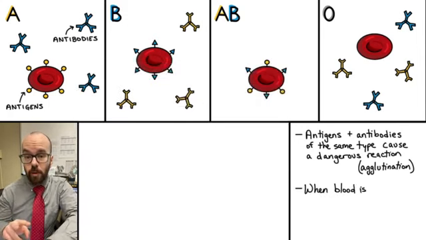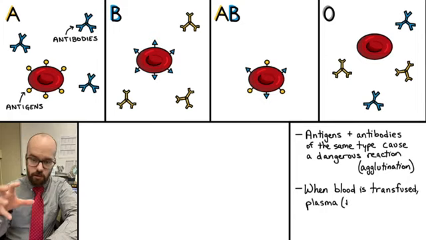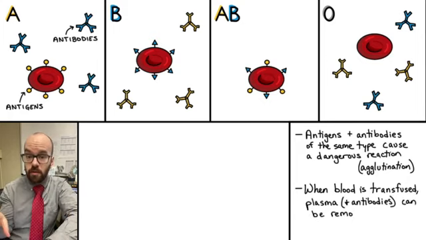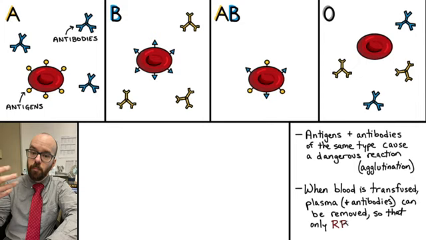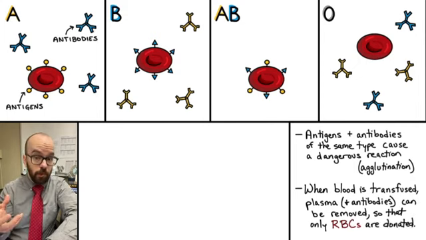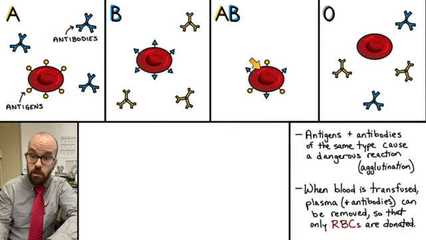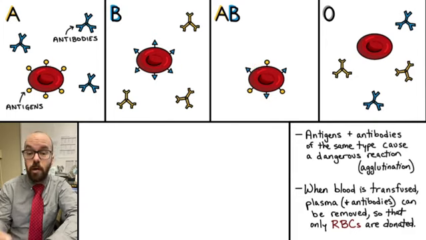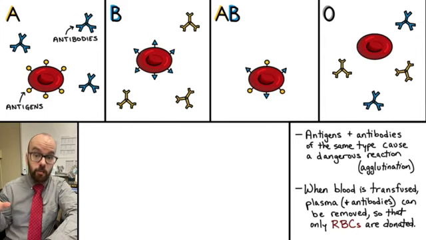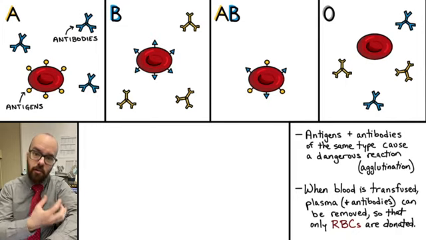The second rule to remember is that when blood is transfused, or taken from one person and given to another person, we can actually separate out the red blood cells from the donated sample of blood from the rest of the blood. So if we want to give somebody, let's say type O blood, we could just give the red blood cells if we wanted to. Or if we're giving type AB blood, we could just give the blood cells. We could remove all the plasma. We don't have to worry about any antibodies from that donated blood. Now for the person receiving the blood, we don't really do that. So that person that's receiving the blood, they're going to have all of their same antibodies.